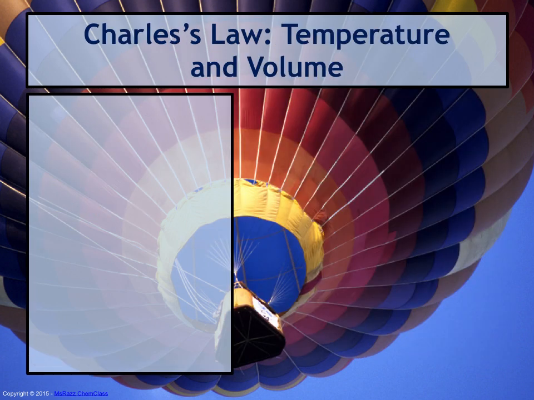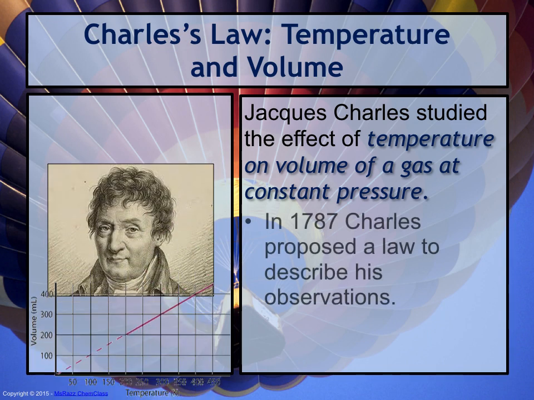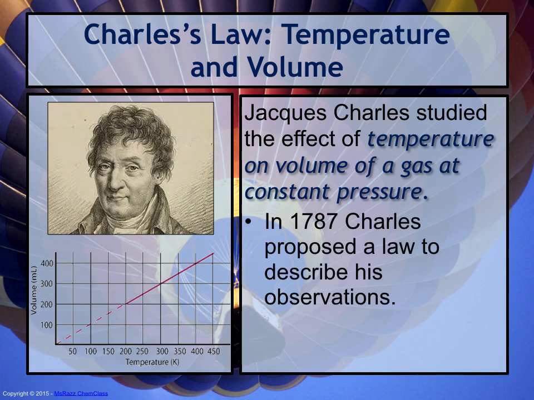The second law that we're going to talk about is Charles' law. And Charles' law looks at the relationship between the temperature of a gas and the volume of a gas, all this under constant pressure. And in 1787, Charles proposed a law in order to describe his observations. So looking at the graph here, think about what is the relationship between volume and temperature.